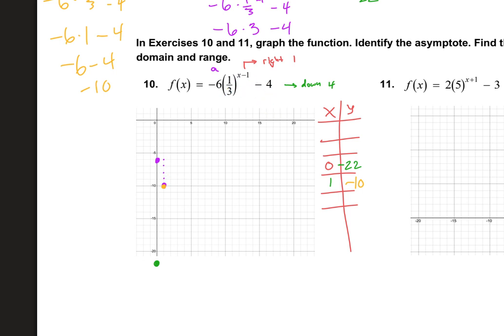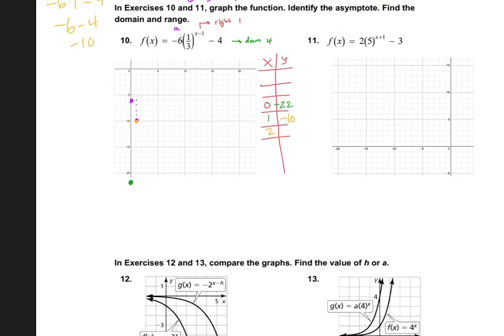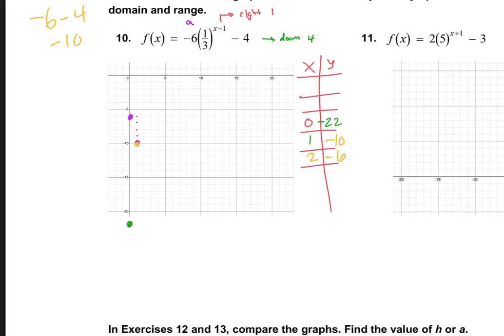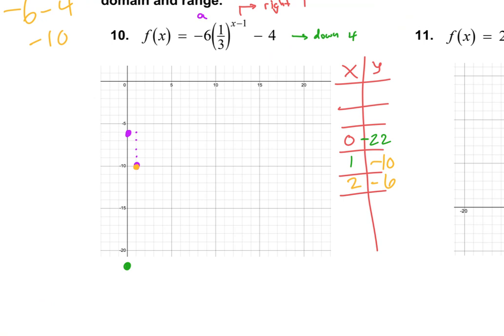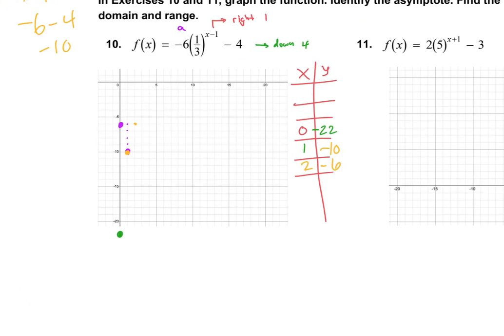And then let's just do another couple points. Let's do a 2. So -6 times, now I'm going to speed this up a little bit, 2 minus 1 is 1, okay? -6 times 1/3 minus 4. -6 times 1/3 is -2, minus 4 is -6. So let's put in -6. And at 2, we got -6. Should we do one more? I guess we should do one more, right?